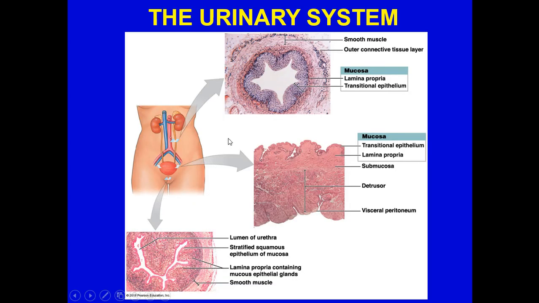Now, when we get into the ureters, smooth muscle here, the mucosa consists of basically transitional epithelium, and underneath it a lamina propria. So basically this will squeeze and help propel by peristalsis, the coordinated contractions, the urine down into the bladder, okay? If you look at the mucosa here, you have the transitional epithelium, the lamina propria, submucosa, the detrusor muscle area here, and then the visceral peritoneum over here, okay?